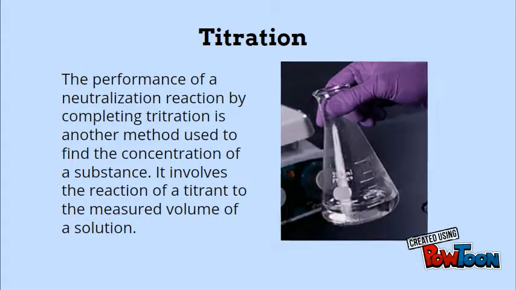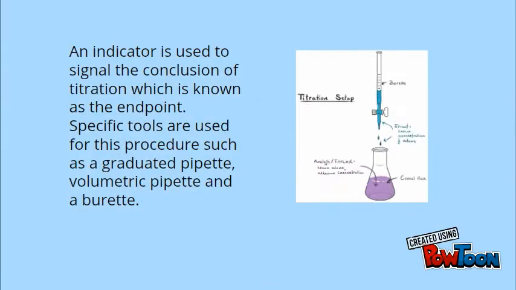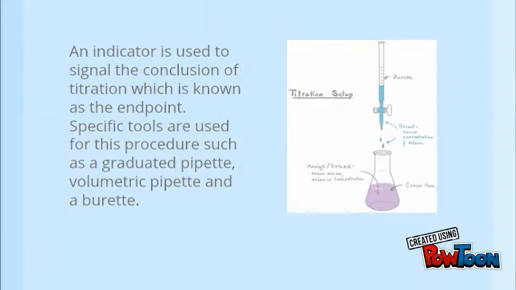The performance of a neutralization reaction by completing a titration is another method used to find the concentration of a substance. It involves the reaction of a titrant to the measured volume of a solution. An indicator is used to signal the conclusion of the titration, which is known as the endpoint. Specific tools are used for this procedure, such as a graduated pipette, volumetric pipette, and a burette.